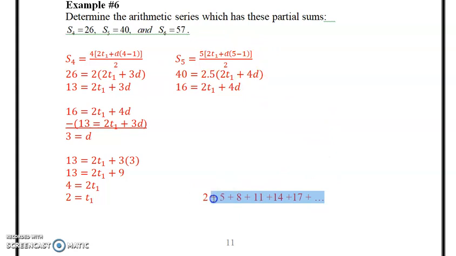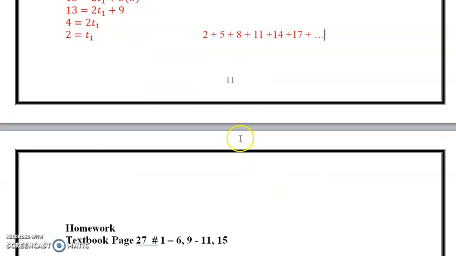It says determine the arithmetic series which has these partial sums, and that is this. If it's stopping at 6 terms, it would be just those 6. That's fine, but it doesn't really tell us, but that would be the arithmetic series if infinite, right? We just continue to keep adding 3, and so on. So that is using your system of equations, right?